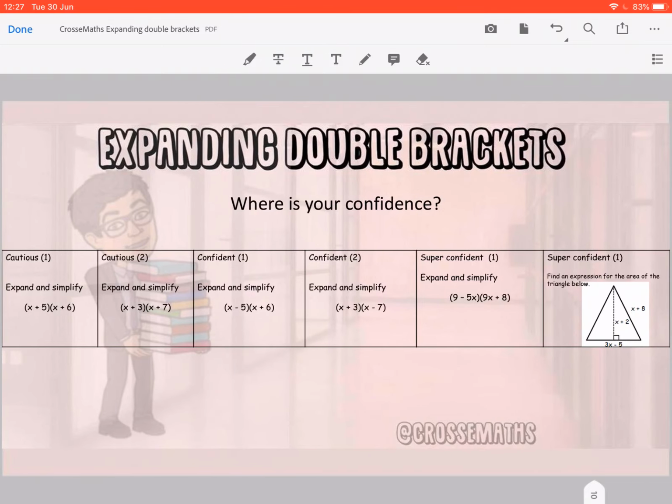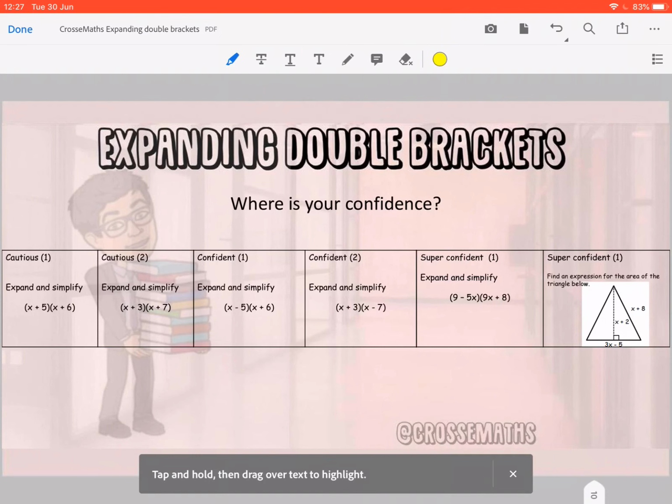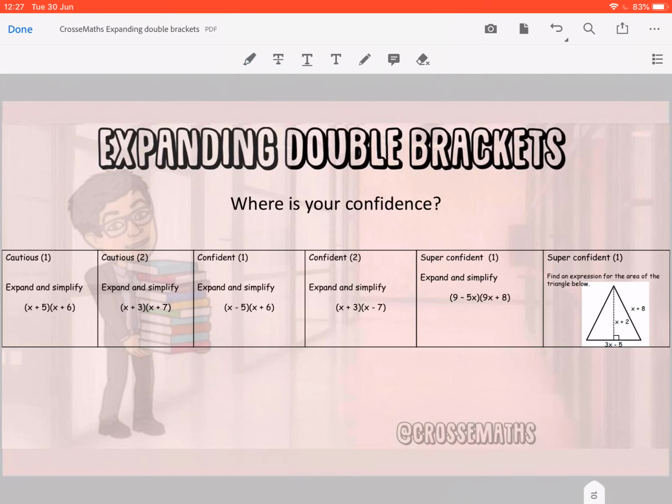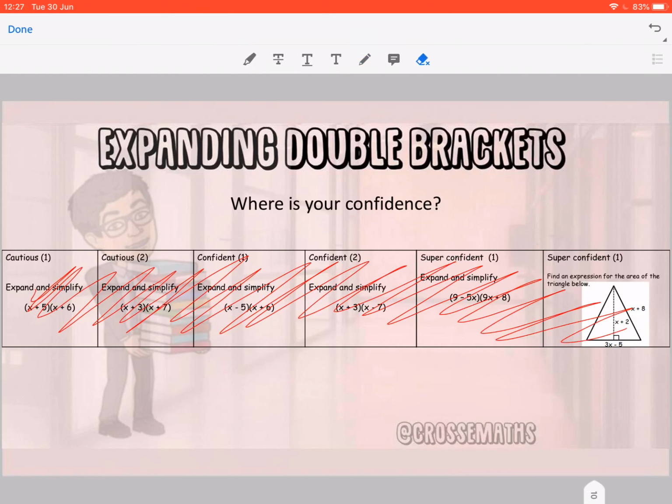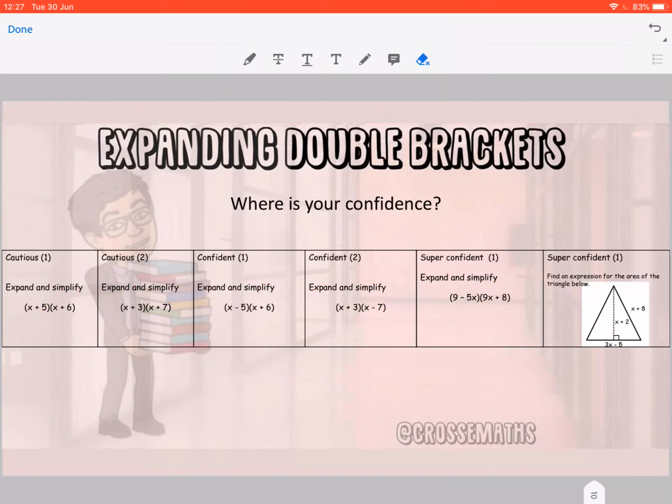We are going to have a go at a little bit of a where-is-your-confidence grid. Wherever you're doing it, what I'd like you to do is just colour it in as you go. I want to see how far along you can get. Start on the left, see if you can get all the way to the right hand side. Pause the video now and have a go.